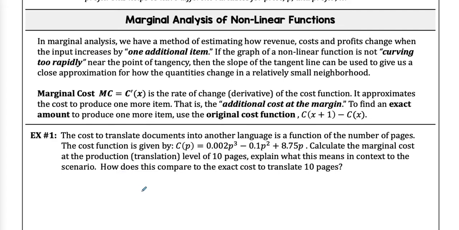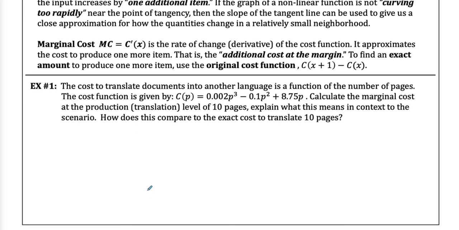Long story there, but like marginal cost, your question is to find marginal cost, and it specifically tells you what to do to find it. Near the end, it says to find an exact amount to produce one more item. Then it tells you how to use the original cost function, c of x plus 1 minus c of x. So what you guys are going to have to be able to do is read the directions or instructions you're given, even though it might be a topic that you know nothing about.